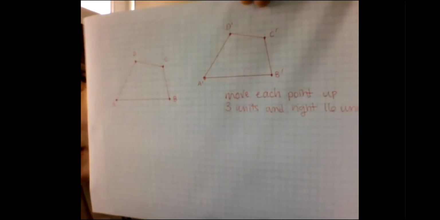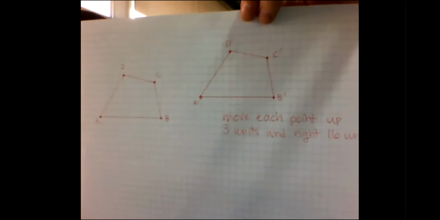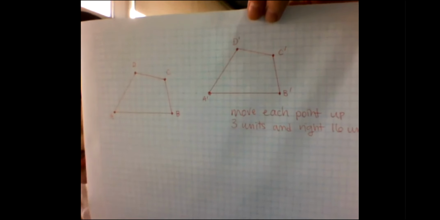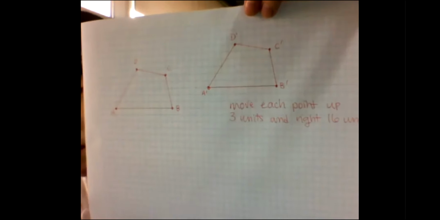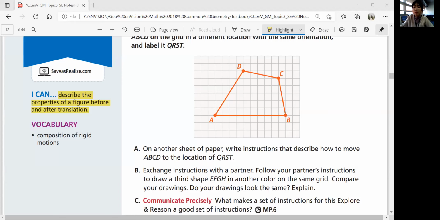How many units did you move up or down? How many units did you move right or left? It depends on your image and your pre-image. That's part A.